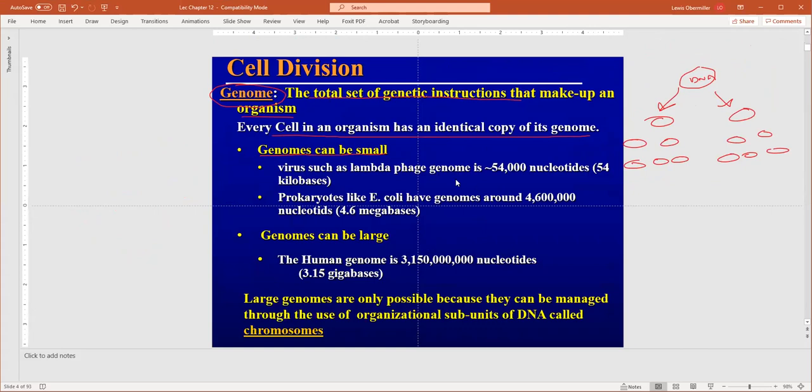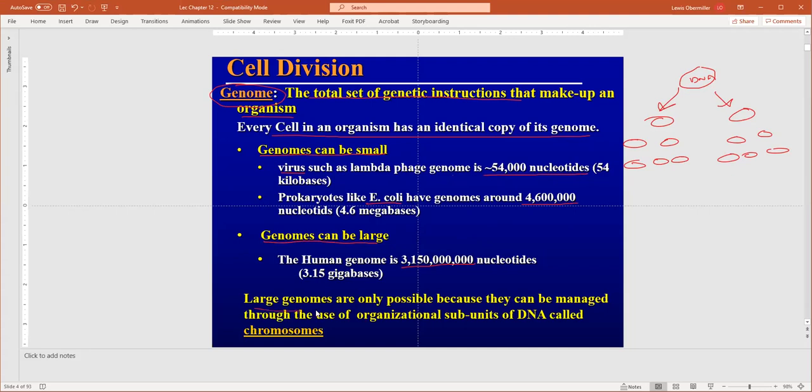Genomes can be small. Bacteria and viruses can have relatively small ones. Viruses have genomes in the thousands of nucleotides. Bacteria have them in the millions of nucleotides, and then most eukaryotes have them in the billions of nucleotides. So we're talking thousands of orders of magnitude larger between each of these organisms.